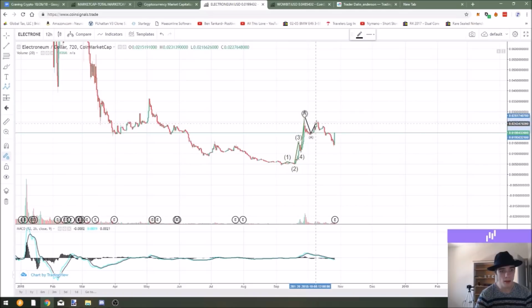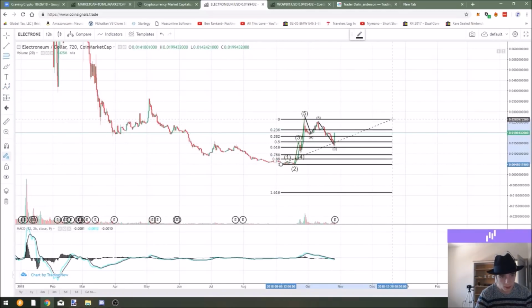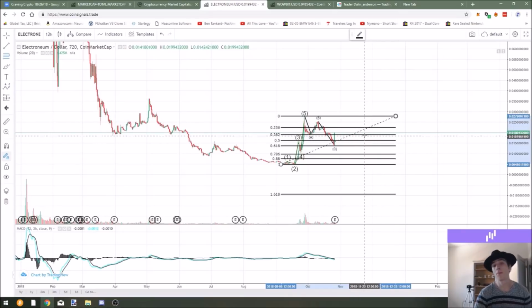It went down to the .618 Fibonacci support. Let me see if my eyes treat me well. Yes, a perfect bounce off the 618 level. This is very common when you see the first wave in a new market cycle. They'll go up, they'll go really high like this, and they'll retrace to the 618.